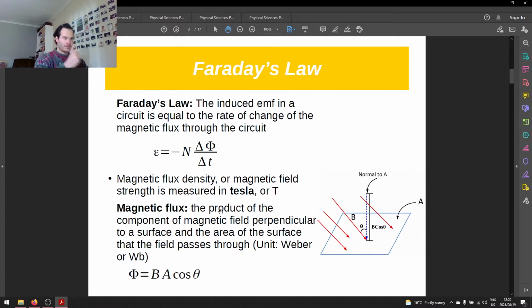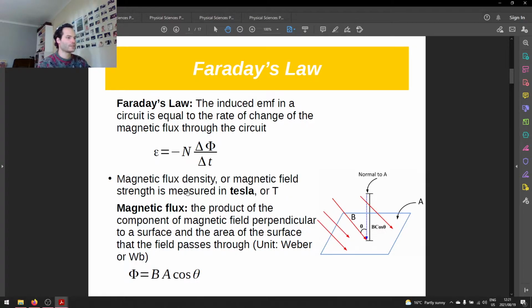Then we can see Faraday's law. This is the most important definition there: the induced EMF in a circuit is equal to the rate of change of the magnetic flux through the circuit. So we can see the EMF, or epsilon, is equal to negative N, the number of coils, multiplied by the change in phi, my change in magnetic flux, divided by the change in time. And remember, whenever I take a change divided by change in time, we say it's the rate of change.